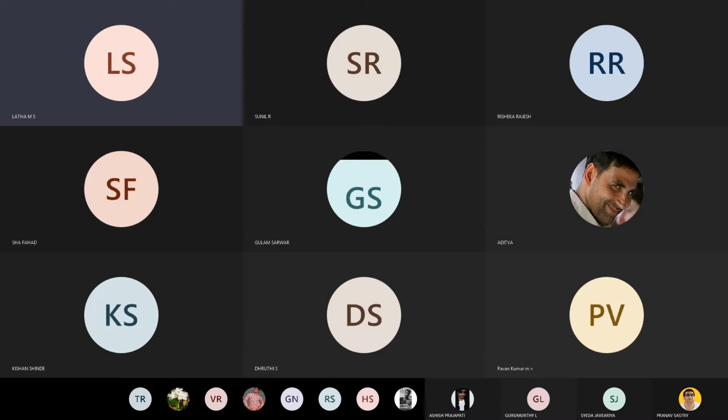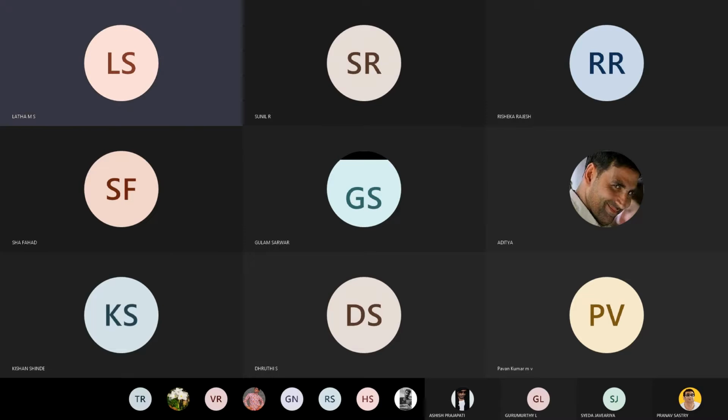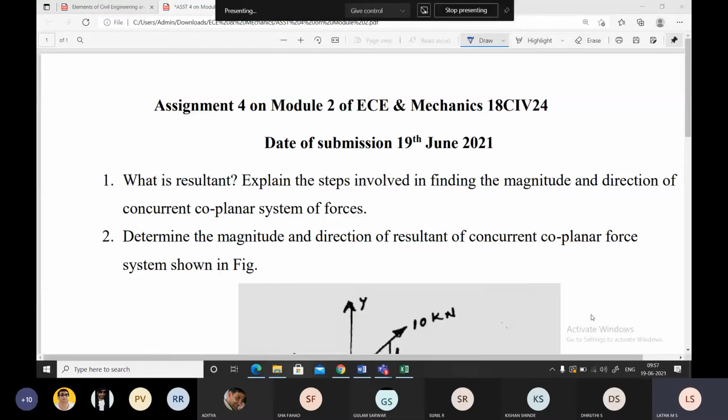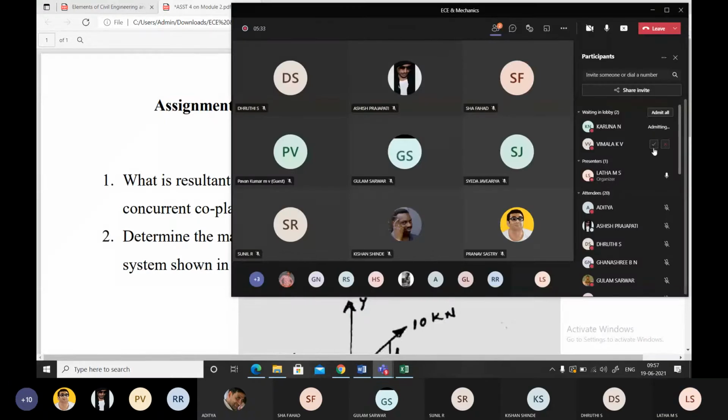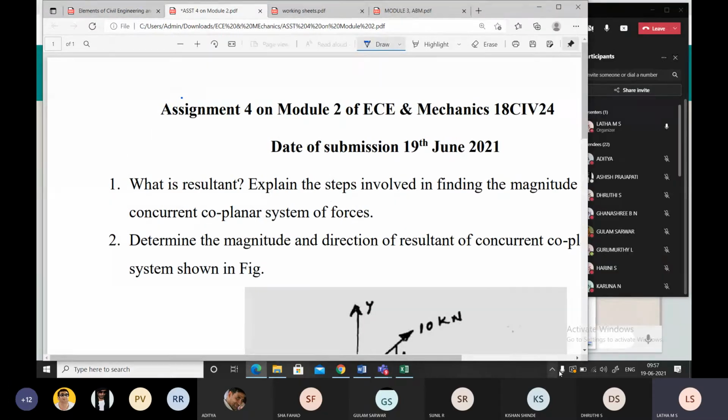The first question, students, are you ready with it? Please tell me what the question is. Read it out. Can you see the screen? No, I have to make the screen visible. Yes, students, what is the first question? Can you read the first question?